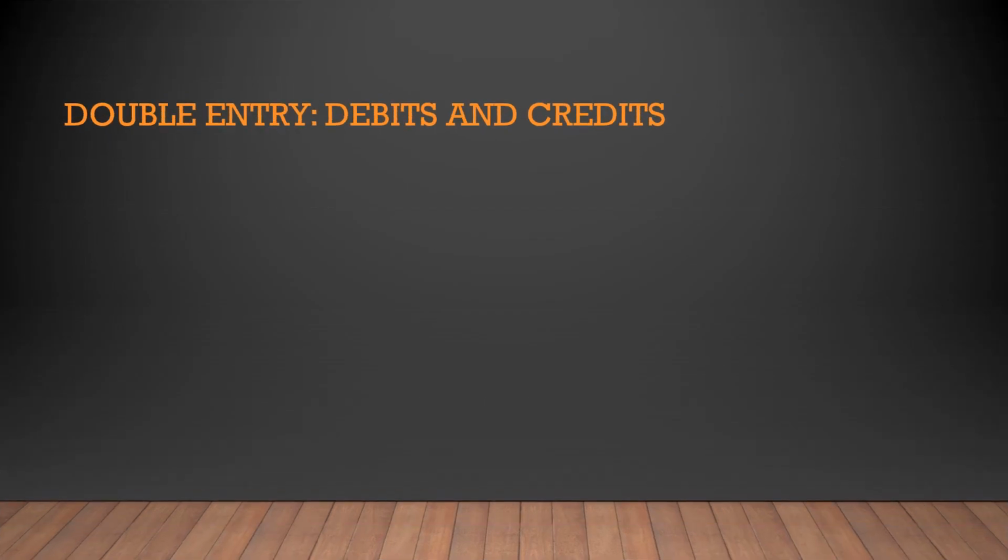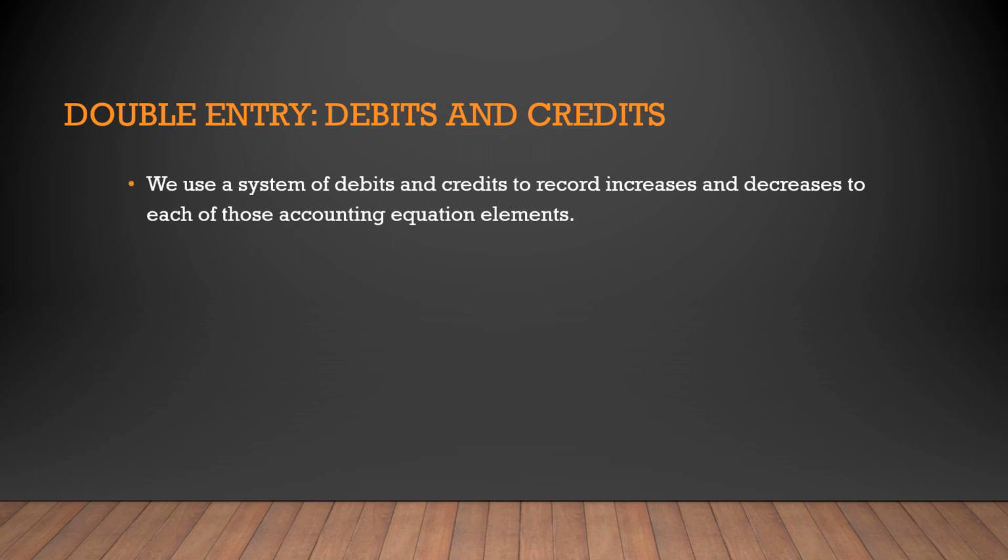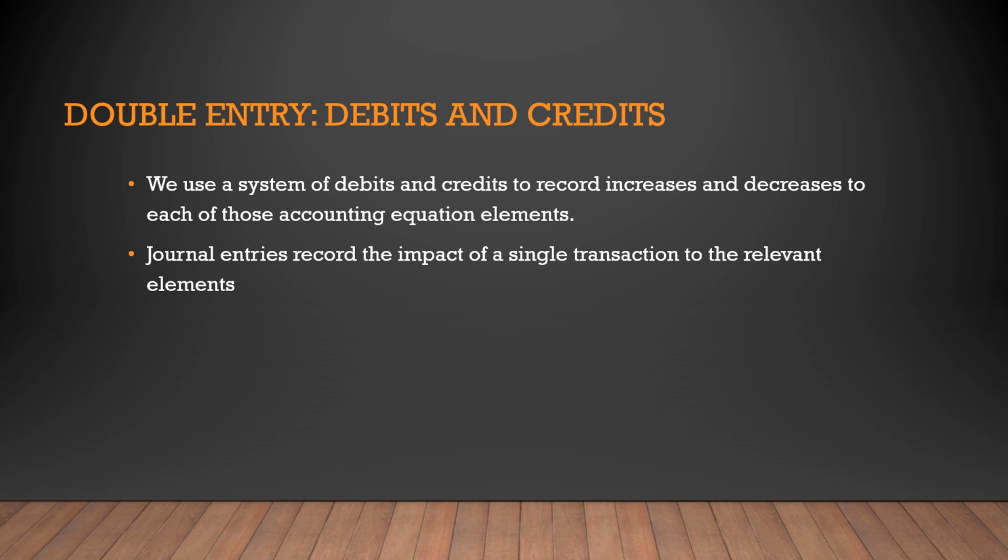As for the topic of this video, the double entry accounting system merely means that we use a system of debits and credits to record increases and decreases to those elements from our accounting equation. When we record a single transaction, we do so via a journal entry. This is sometimes called journalizing a transaction. The journal entry records the impact of that transaction pertinent to the accounting equation elements.